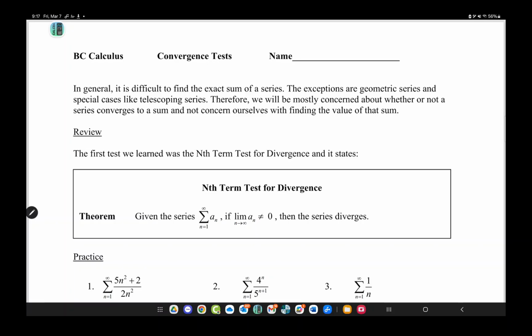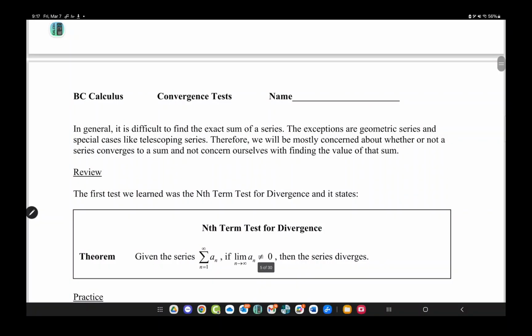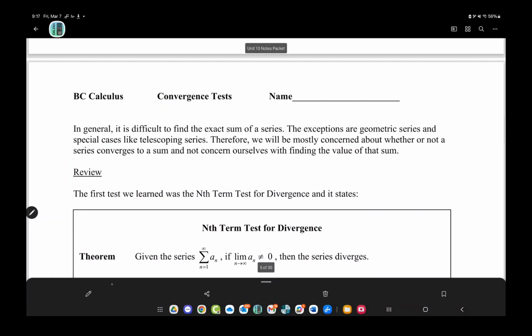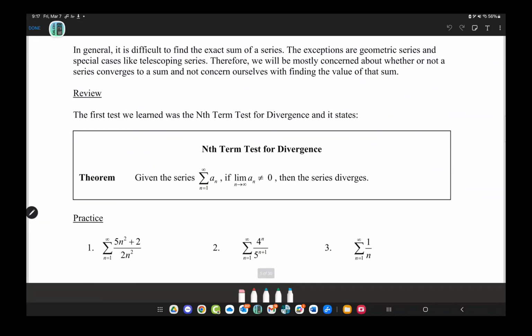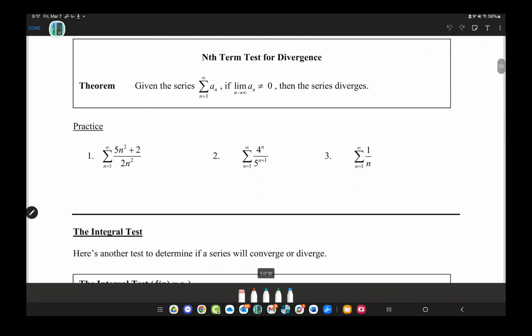So the first test that we learned was the n-th term test for divergence, and that's when we have a function of n over another function of n. So for example, on number one here, does this diverge or is it unknown? In this case, the limit as n approaches infinity is 5/2, and that is not equal to 0. This diverges.